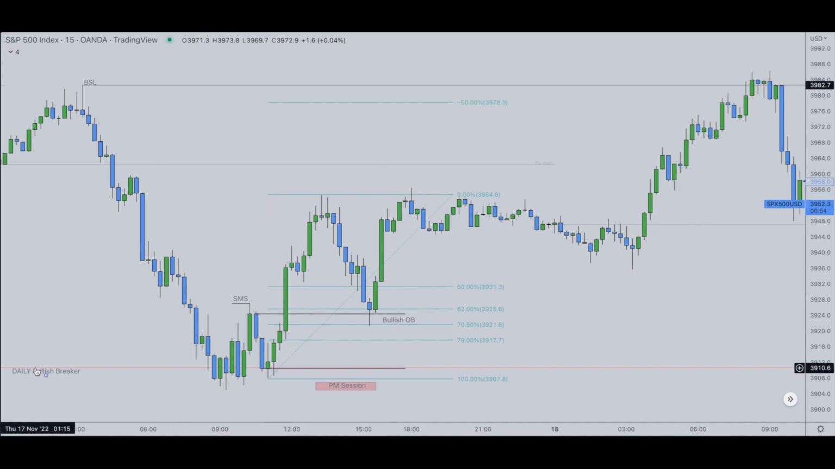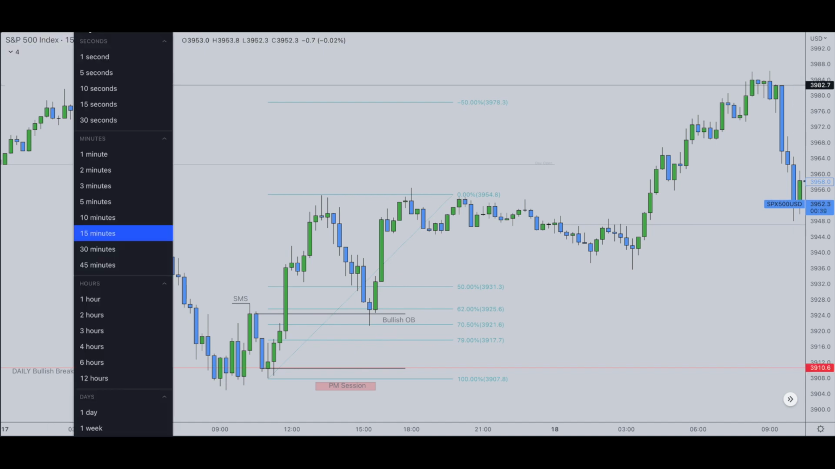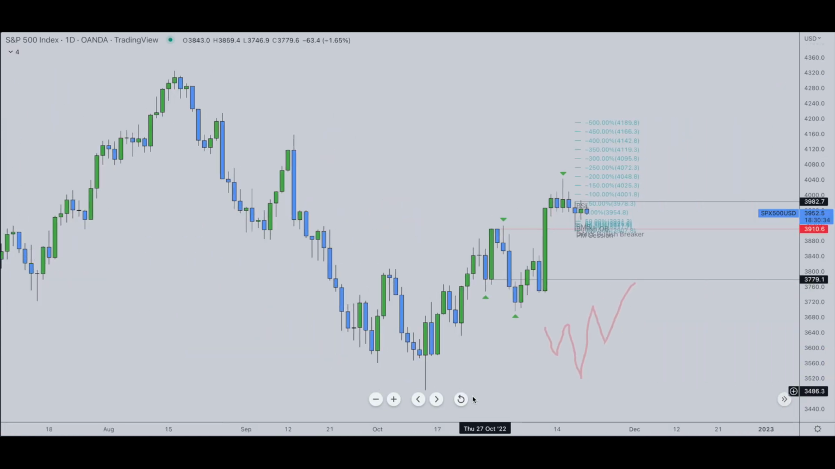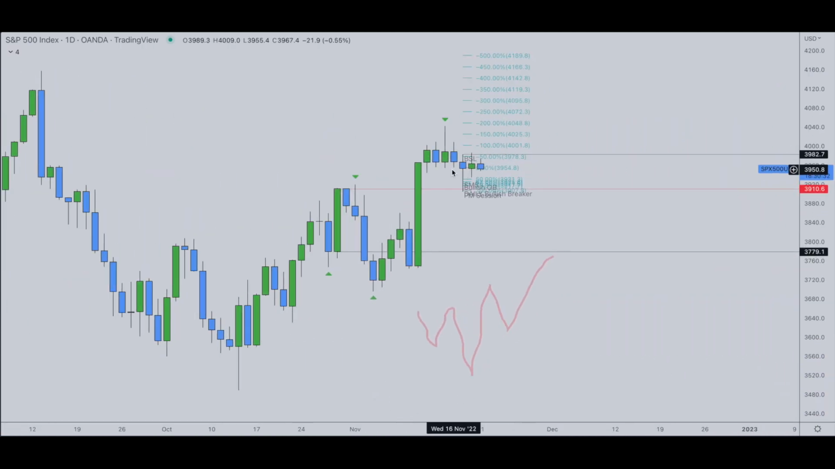But look, this level here, this is what is our framework. Without this level, this means nothing. This is how we frame high probability setups. This is why daily bias is so important. So we'll zoom out to the daily time frame. This is Thursday's trading. We dig down into, not deep, but into this candle's body. This is our daily bullish breaker.